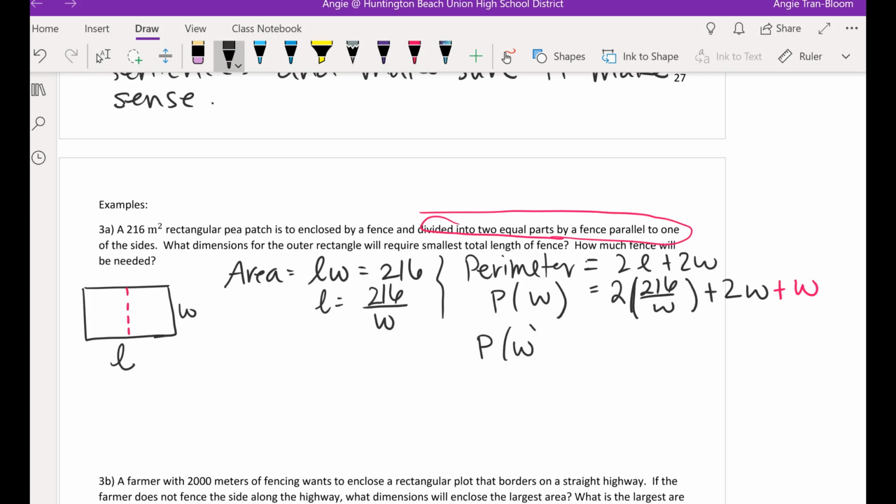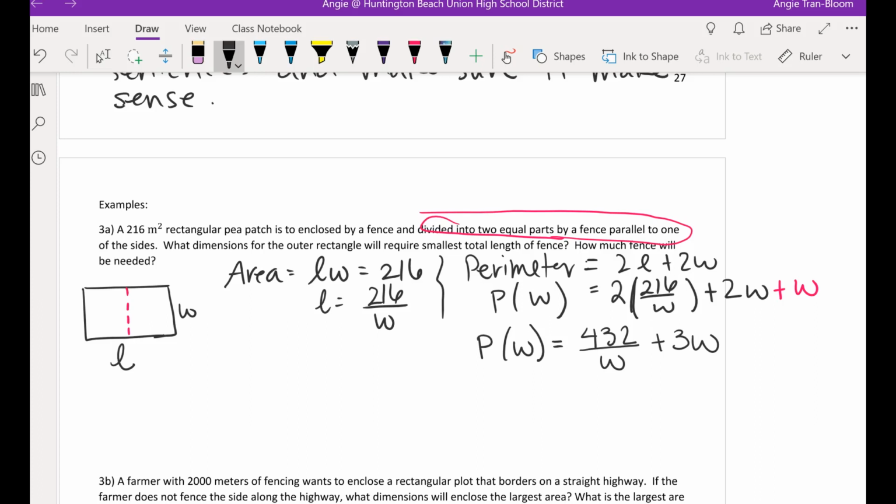So as you can see, when you think you're done, you have to go back and reread it again. So now I will distribute 2 times 216. That's going to be 432 all over W, plus 3W.